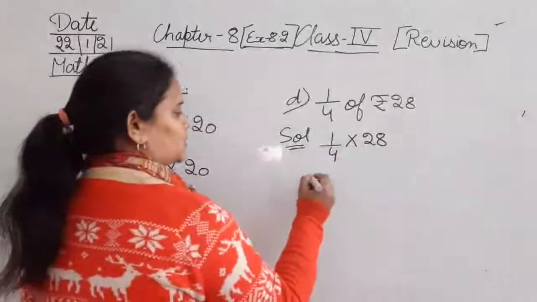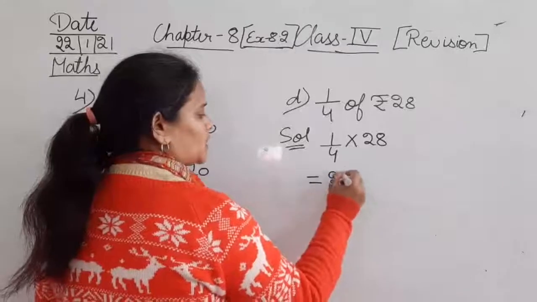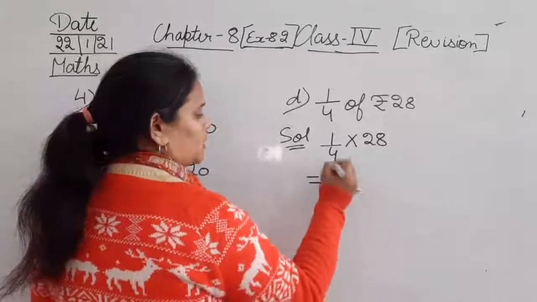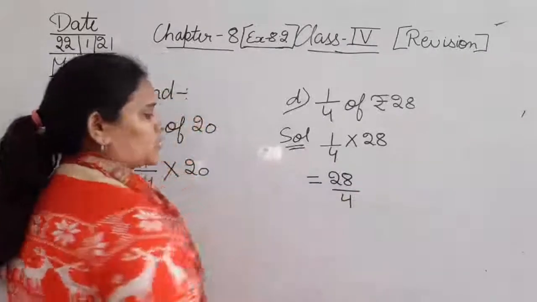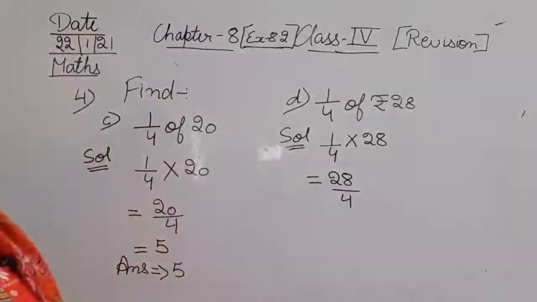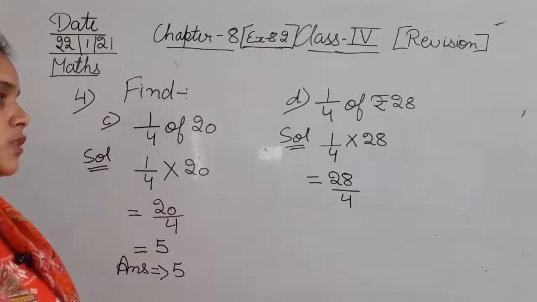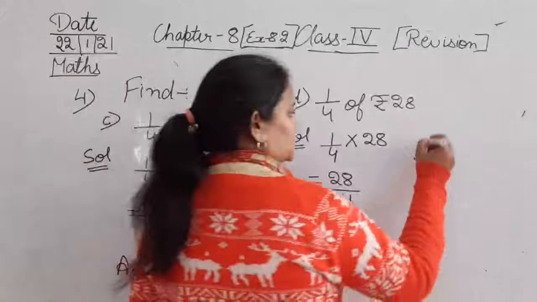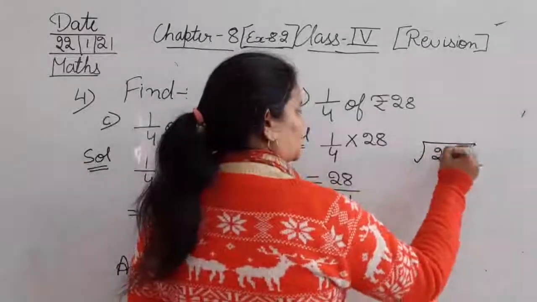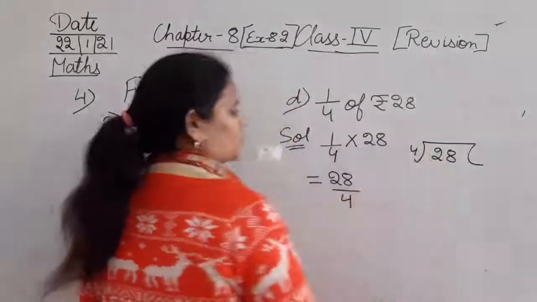So 1 multiplied by 28, that is 28. Denominator 4. Okay, so that is 28 upon 4. So let's divide 28 with 4. Let's divide 28 with 4. Okay.